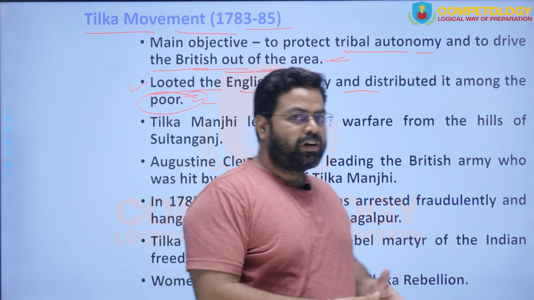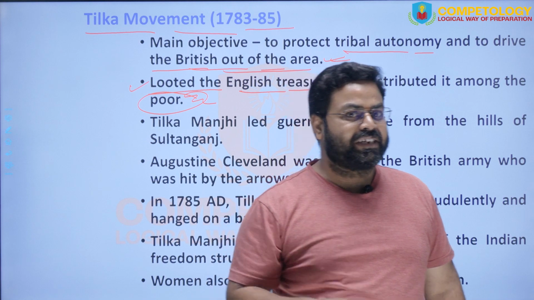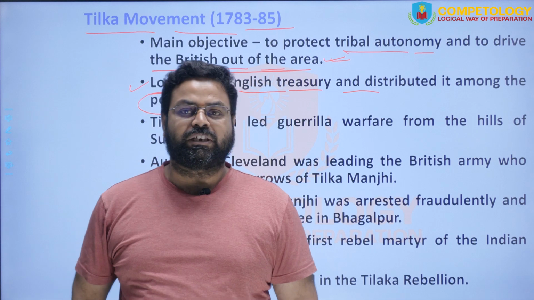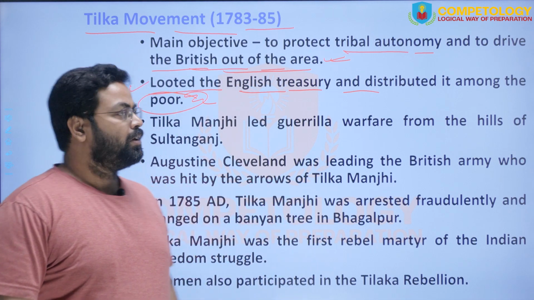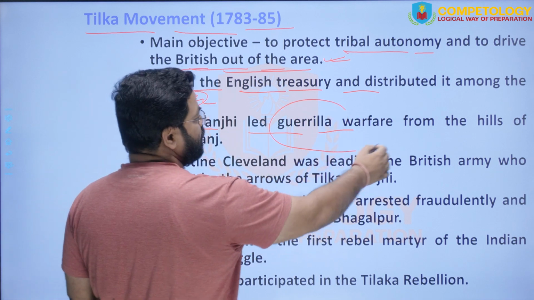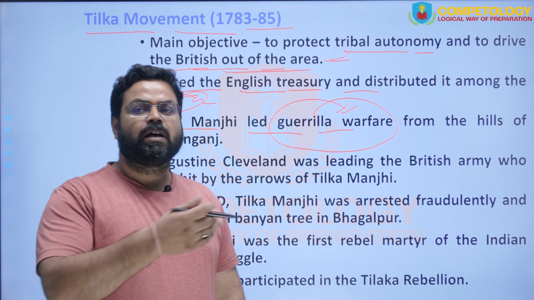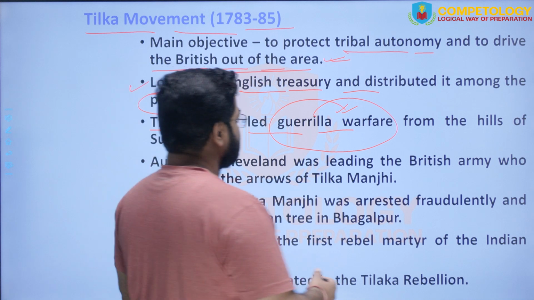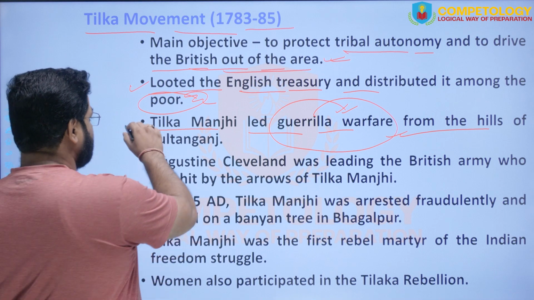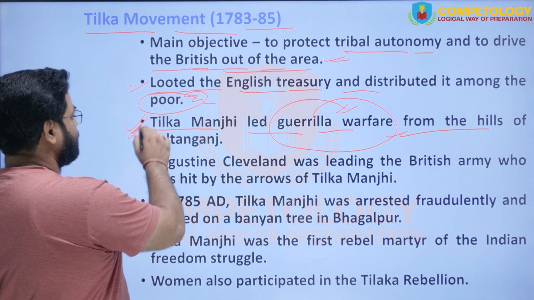And here they looted the English treasury and distributed it among the poor people. They were not just rebelling against the Britishers, but they in fact looted the British treasury. British खजाने को ही लूट लिए, and they distributed the whole proceeds among the poor people. So this was done by them, and Tilka Manjhi led the guerrilla warfare. You all know about guerrilla warfare. We have already discussed this method of warfare in the earlier videos. So here Tilka Manjhi was using guerrilla warfare from the hills of Sultanganj. Right now Sultanganj is in Bihar.